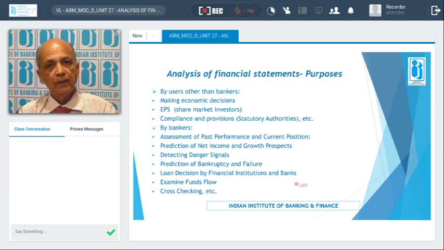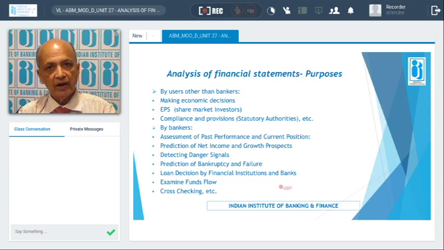Then loan decision. As I told you, this is the most important tool for taking a decision, whether the lender can see that the unit is financially sound enough and whether he can finance the unit. Those things can be seen by analyzing or examining the financial statement thoroughly, and the banker can come to the conclusion.